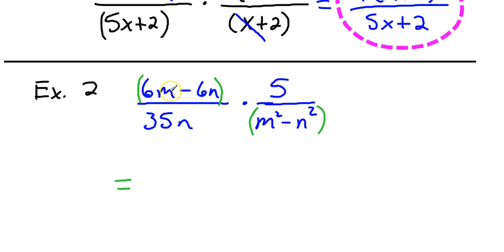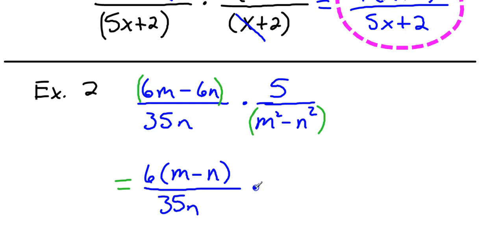Okay, on the top part, you've got 6m and 6n. You can take out a 6, and that's going to leave you with m minus n. 35n, again, there's nothing you can do with that part. It'll stay like it is. Same thing with the 5. And m squared minus n squared, we've done one like that. It just looks a little bit different. It's the difference of two squares, right? The difference is now it's not 4 or 9 or 25 at the end. It's m squared and n squared.